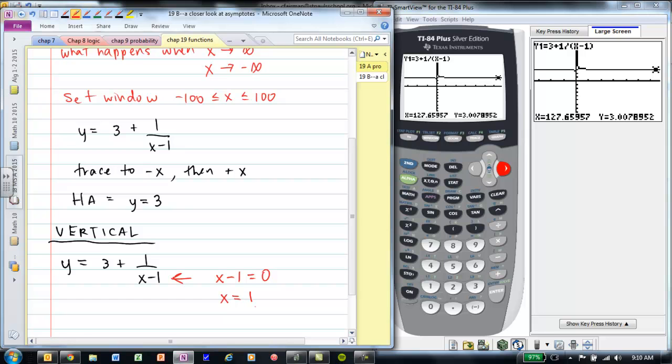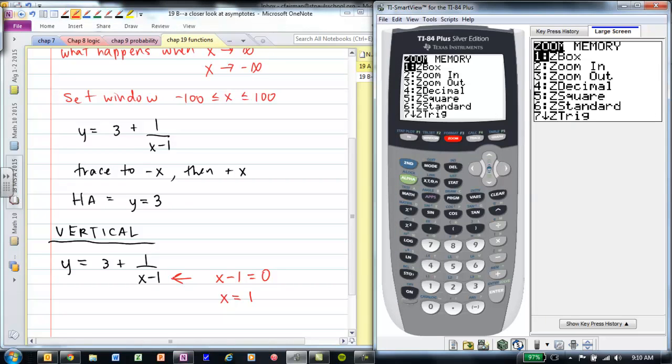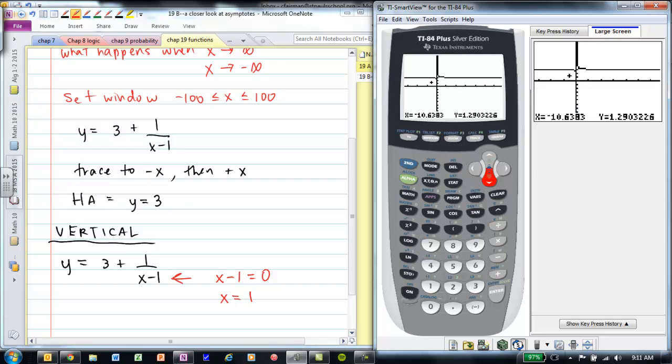And asymptotes are shown as lines on the graph. So if we zoom in to our graph, I'm going to use the Z box and down a little bit. Okay, so there's my first corner of the box.